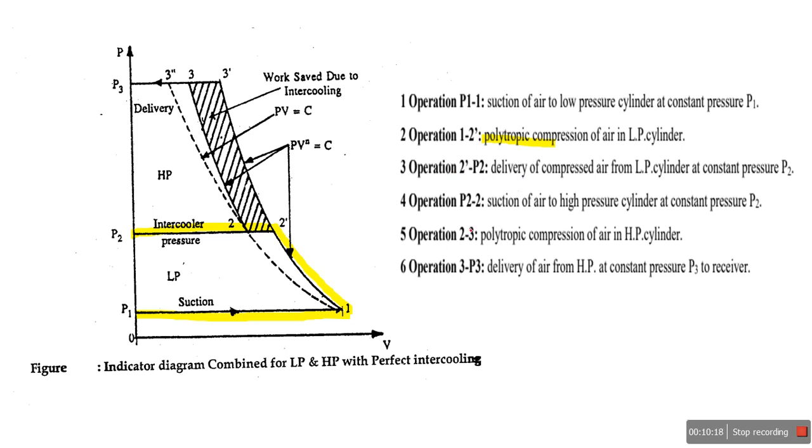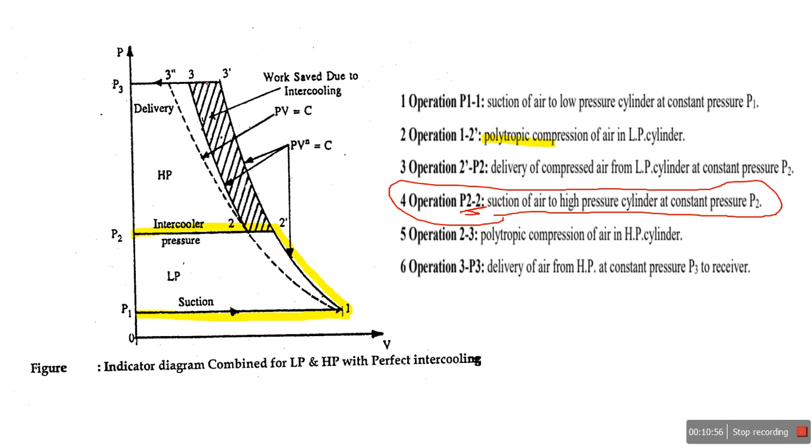P2 to 2 is the suction of air to the high pressure cylinder at constant pressure P2. Now see here, 2' to P2 supplies some volume of air to the intercooler, and when it passes to the high pressure cylinder, its volume is now P2 to 2. So the volume is going to reduce. I mention here P2 to 2, the suction of air to the high pressure cylinder at constant pressure P2.